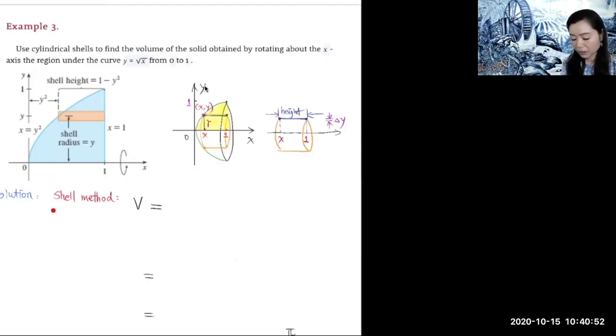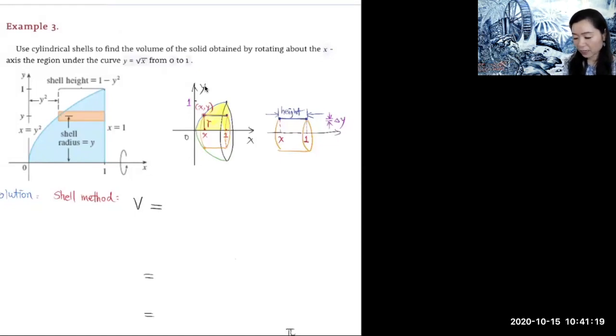Now we use the shell method to do it. So draw a nice segment which is parallel to the axis that you rotate about. So this is a nice segment, and you can make this a thin rectangle. Imagine this thin rectangle rotating about this x-axis, and you get a thin shell like this. So let's think about what's the volume for this one thin shell here.